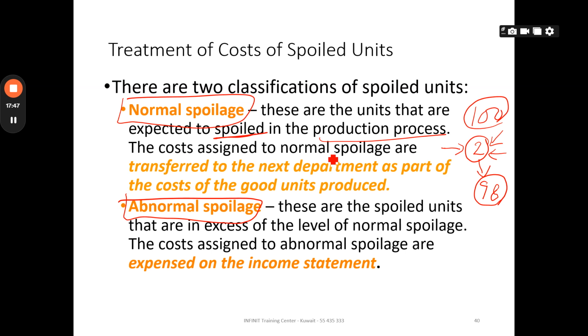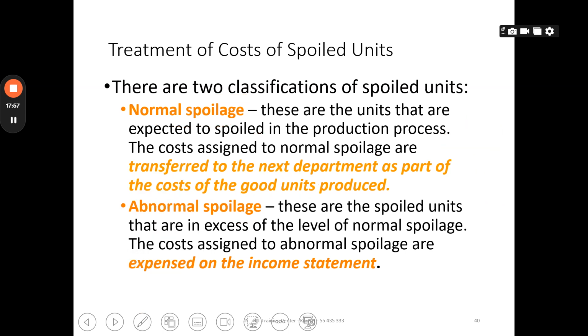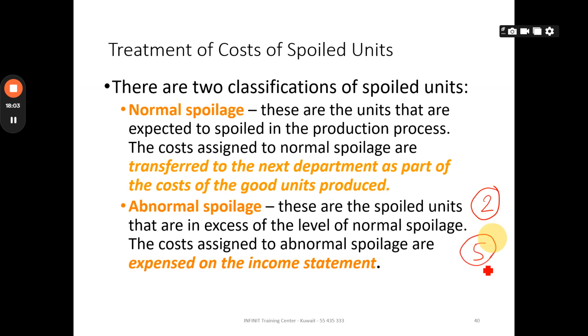So the cost assigned to normal spoilage is transferred to the next department as a part of the cost of the good units. But when it is abnormal spoilage, as the name indicates, this is not normal. I was expecting 2 units to be defective, but I have 5 units defective, which is above my expectation. Or we can say 3 units in this case are abnormal spoilage. And the cost assigned to abnormal spoilage is expensed on the income statement.